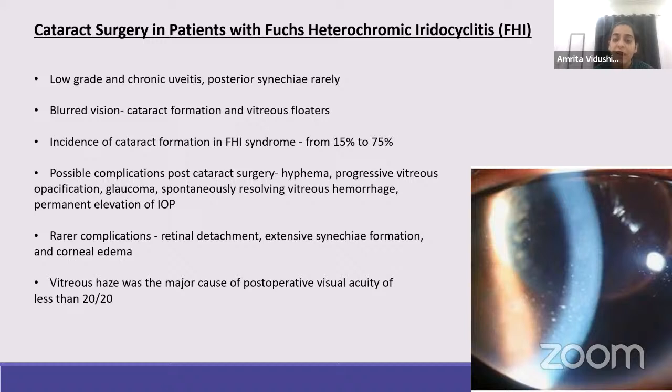The incidence of cataract is as high as 75% in such cases, and the possible complications post-cataract surgery can be hyphema, progressive vitreous opacifications, glaucoma, a spontaneously resolving vitreous hemorrhage, and a permanent elevation of IOP. Rarely we can encounter retinal detachments and extensive synechiae formation with corneal edema. Mostly these patients end up achieving a good visual acuity post-operatively, but there's always a chance of vitreous haze, which is one of the major causes of decreased post-operative visual acuity, less than 20/20.